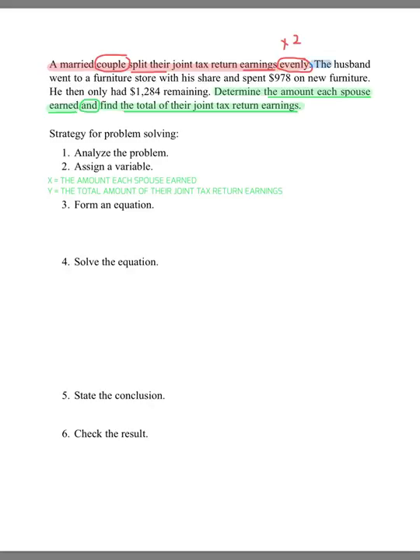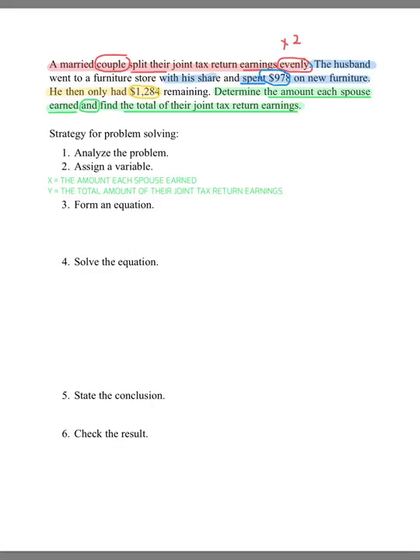So the husband, with his share, spent $978 on new furniture. The key number there being $978, and "spent." Spent is going to be an indicator of subtraction, and we're going to end up subtracting 978. And then lastly, we know that he then only had $1,284 remaining. So that's going to be a number that we're going to be using as well.